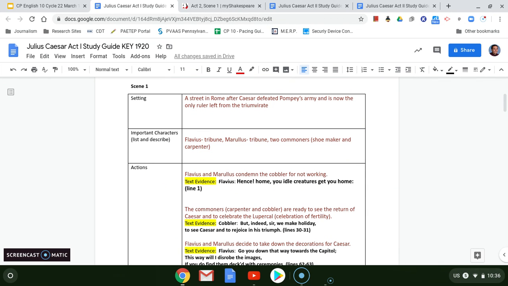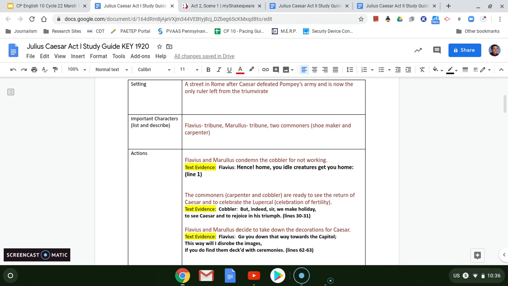He's now the one ruler of the triumvirate. They used to have a rule of 3. Now it's just down to Caesar. Basically, Crassus was the other one of the triumvirate, and he was kind of pushed out, and Caesar defeats Pompey. So we have these 2 soldiers. We have the 2 commoners. They're on the streets of Rome talking.